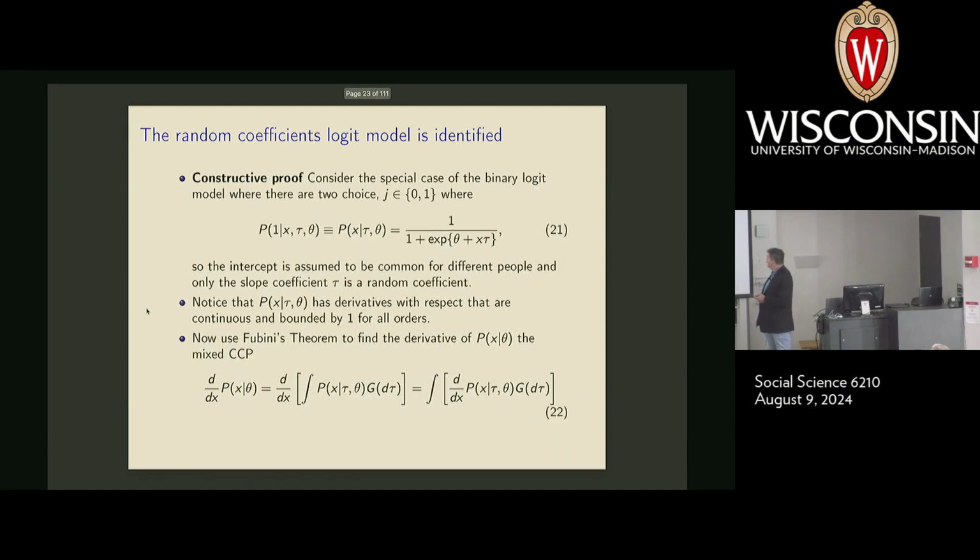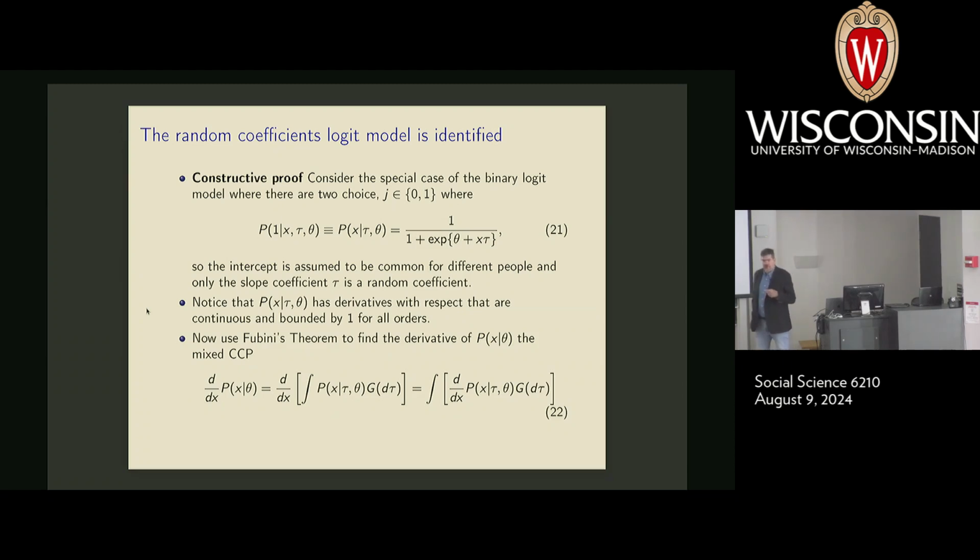Okay? Now there's a constructive proof. The idea here is let's take the binary logit to make it simpler. This is the binary logit case. And what's really cool here is that this is C infinity. It's infinitely differentiable.